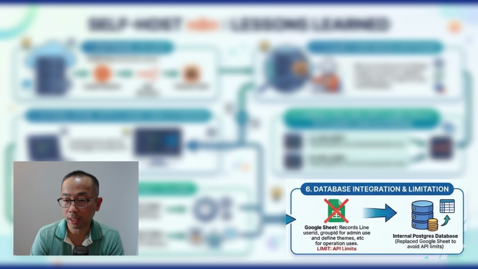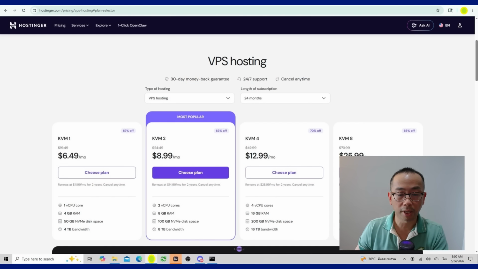And finally, I realized that if I use the Google Sheets as my database, I hit the rate limit, and this made me decide to move to Postgres database. Okay, now I'm going part by part.